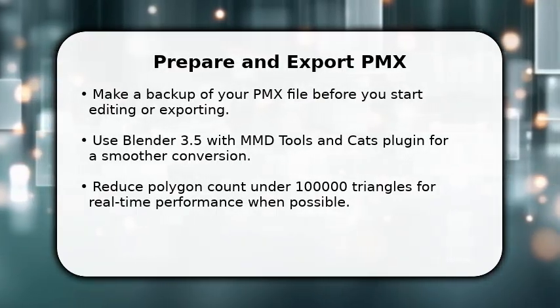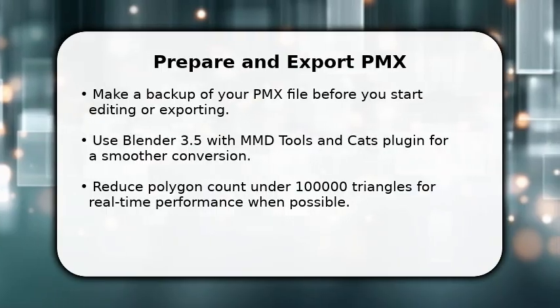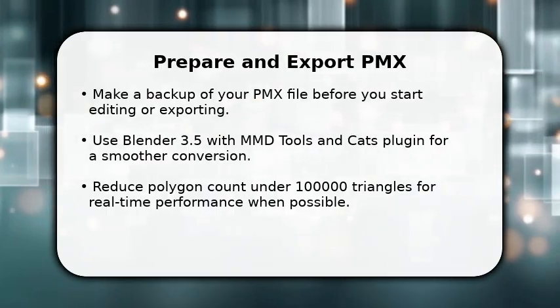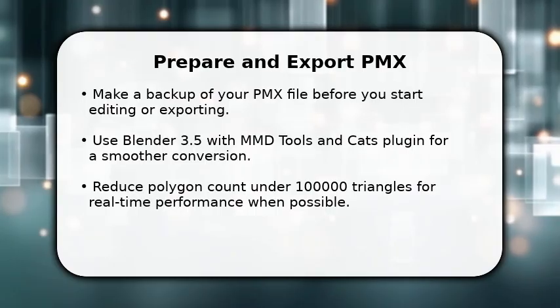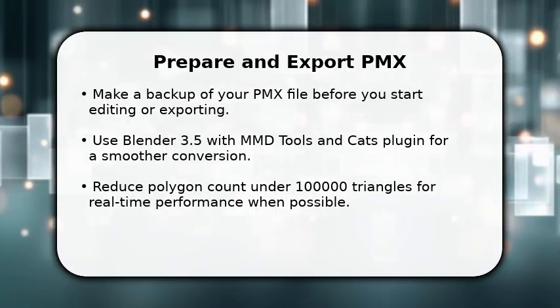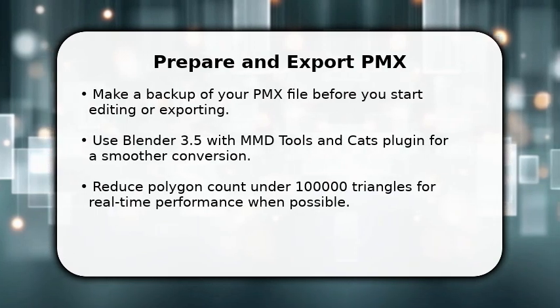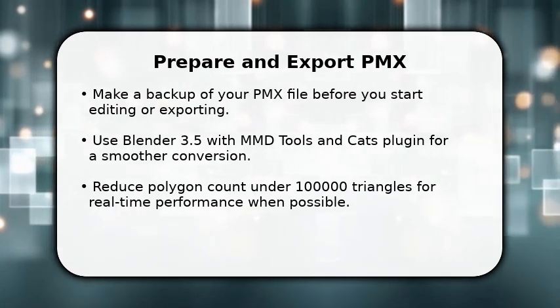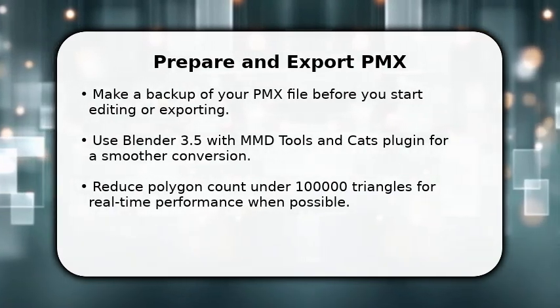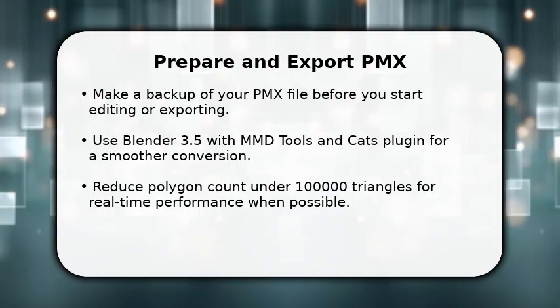Inspect materials and textures in the Blender viewport to confirm correct mappings. If your mesh exceeds 100,000 triangles, decimate with care to preserve silhouette. Fix flipped normals and apply all transforms with scale set to 1.0. Save a Blender .blend version for the next conversion step.